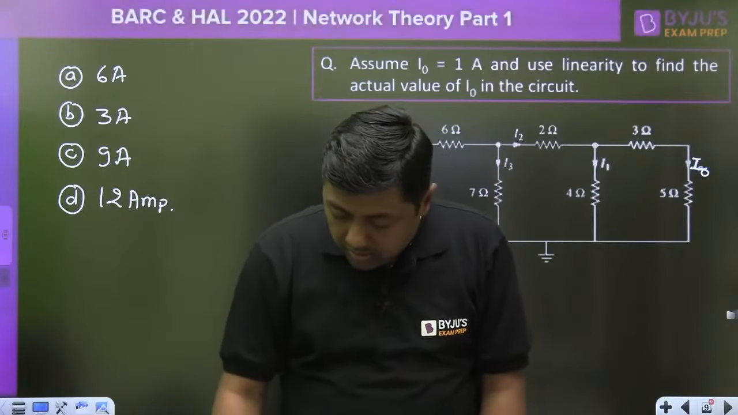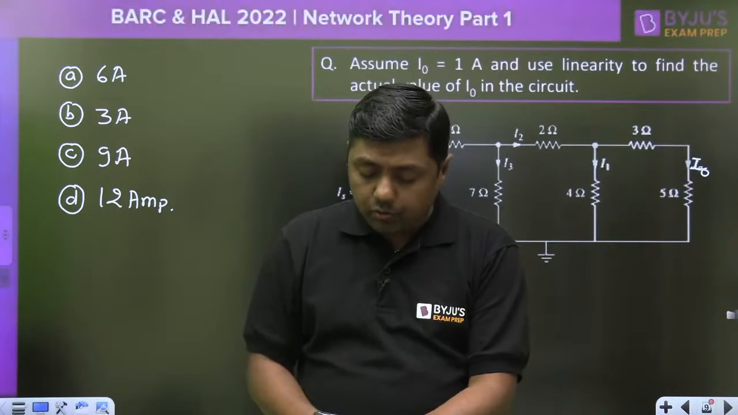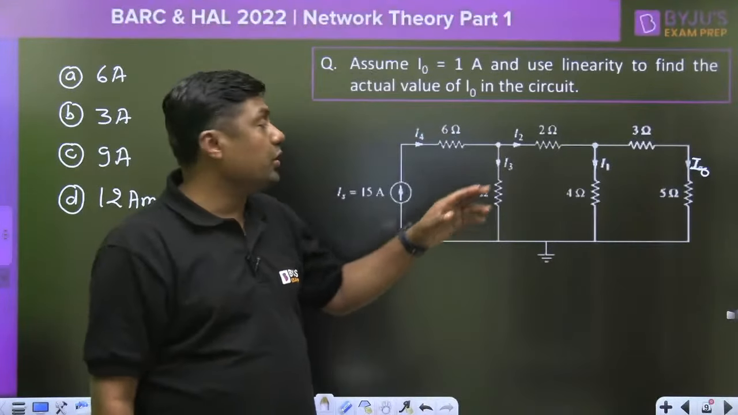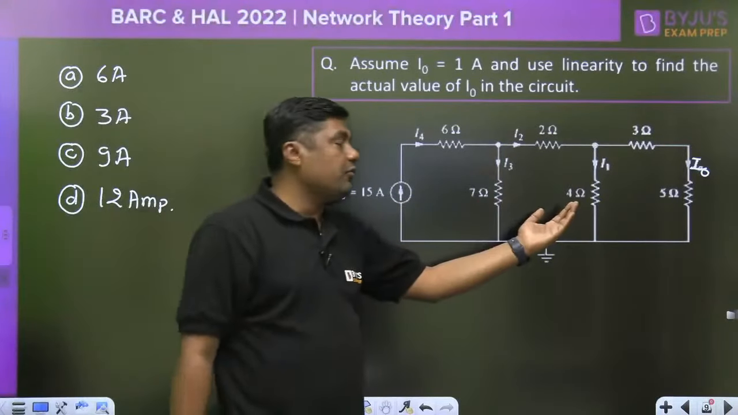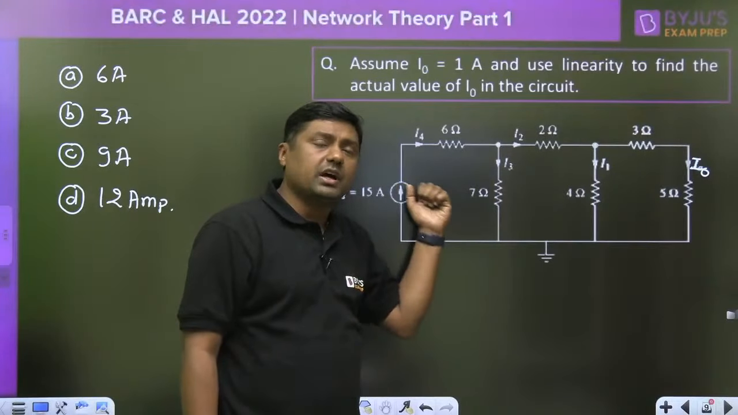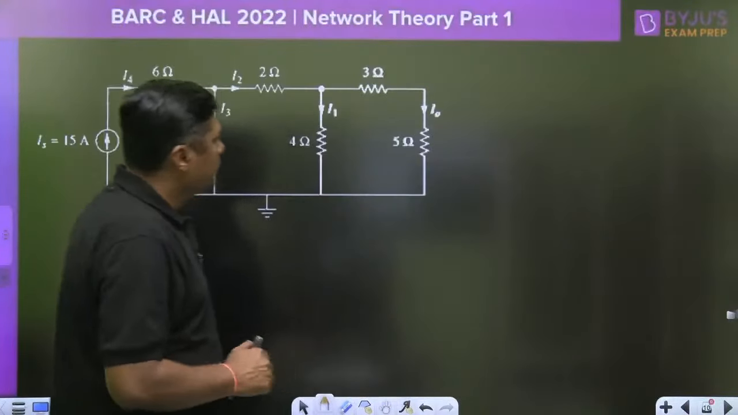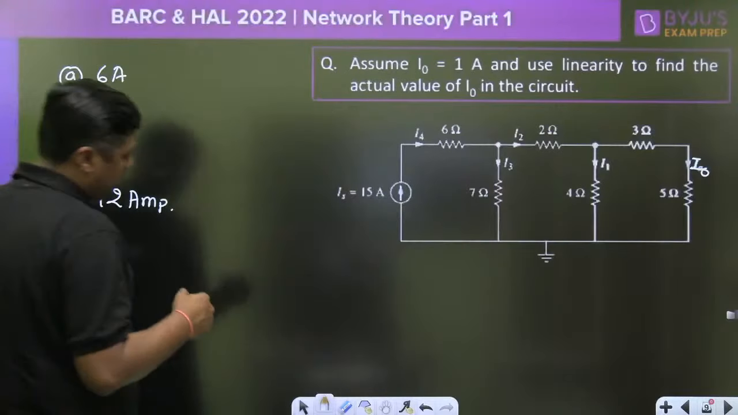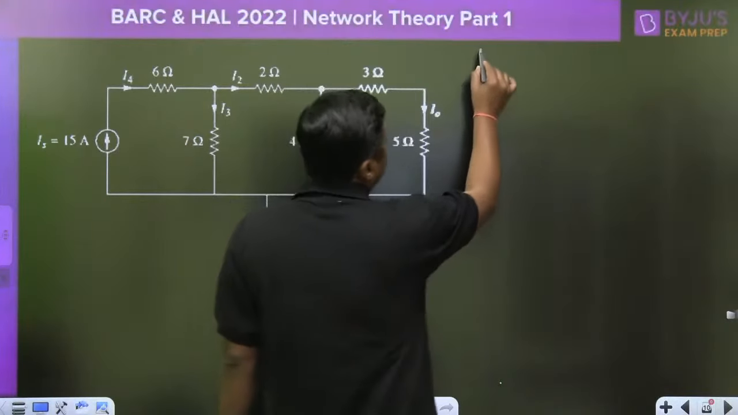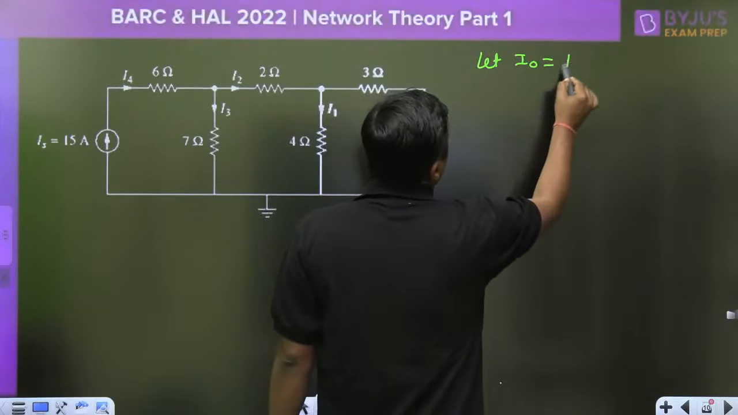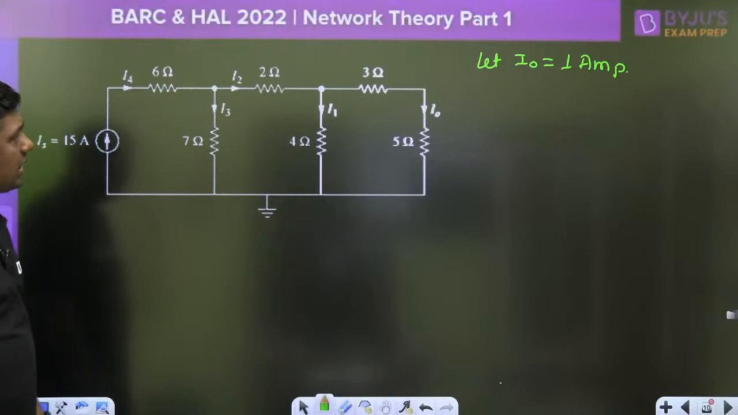Okay. This type of questions, don't waste your time. Simply use some shortcut and you can get the answer for this type of questions. No need to find the R equivalent. When we are using the traditional method, we find the R equivalent, and then we use the current division rule to find the value of I naught. Simply watch this question. Suppose I am assuming I naught is equal to 1 ampere current source.